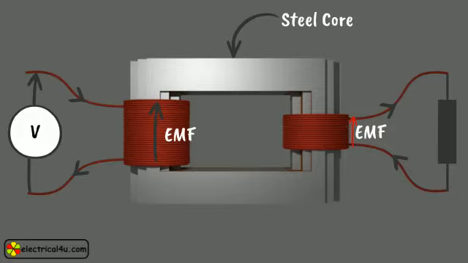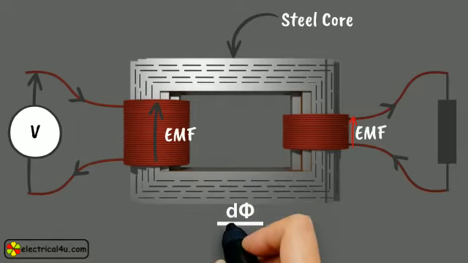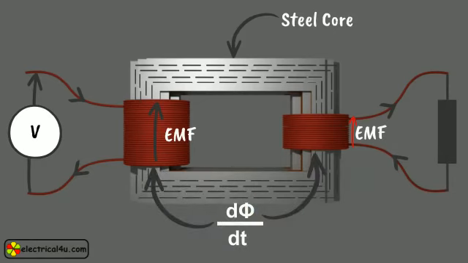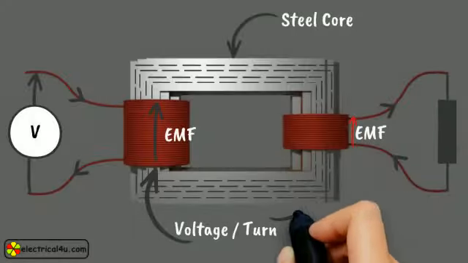As soon as we place a steel core in between these windings, nearly the entire flux which was surrounding the first winding will be concentrated inside the core and link with the second winding. As nearly the same flux links with the second winding, now the rate of change of flux with respect to time is equal in both windings. Since, as per Faraday's laws of electromagnetic induction, induced EMF across a conductor is directly proportional to the rate of change of flux linkage, the voltage induced per turn in both windings will be the same.